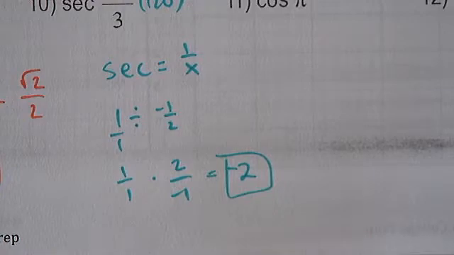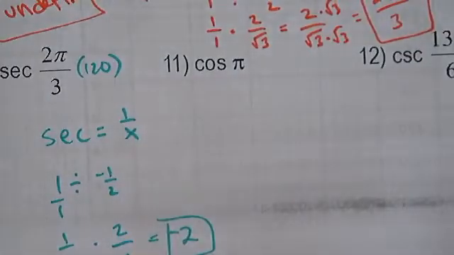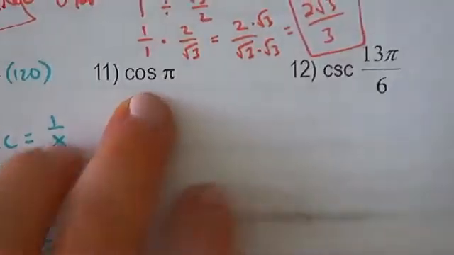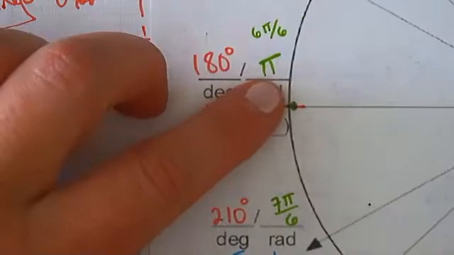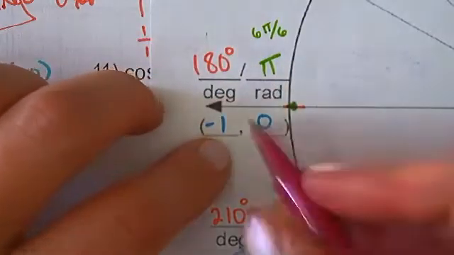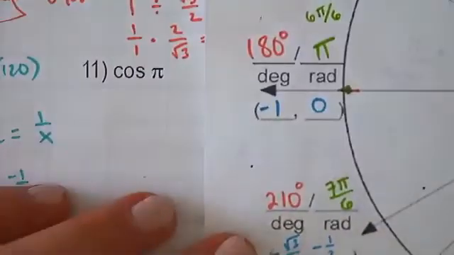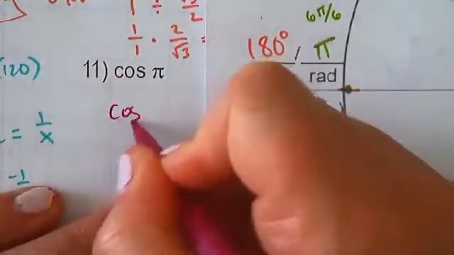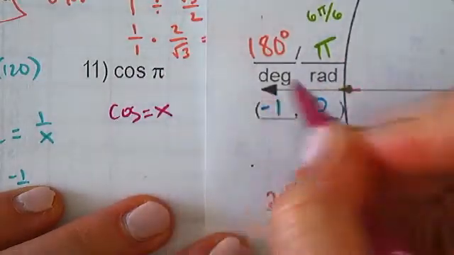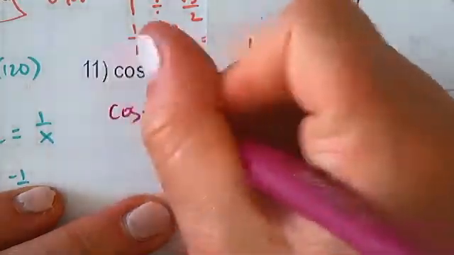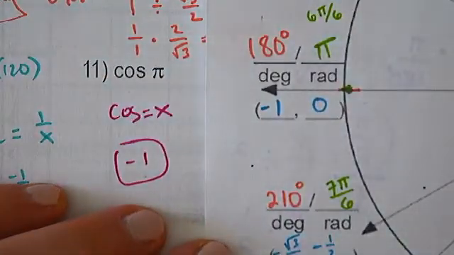Let's try cosine of pi. So where is pi located? At 180. And that coordinate is -1, 0. Well, cosine is equal to the x value. What is the x value at pi? -1. So what is cosine of pi equal to? -1. Simple as that.